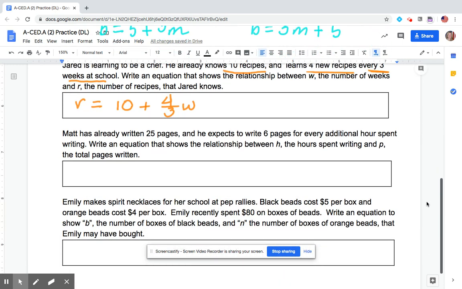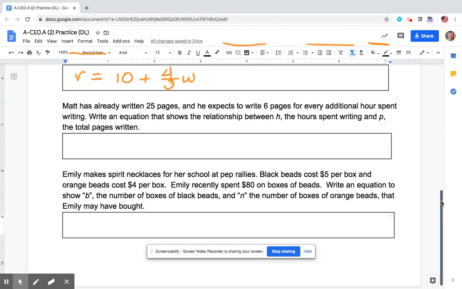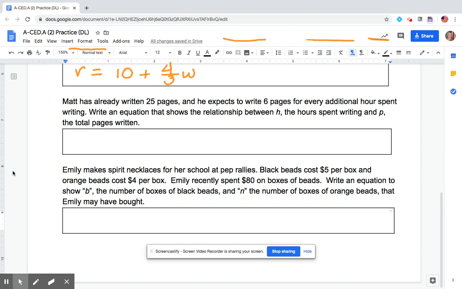This says Matt has already written 25 pages, and he expects to write 6 pages for every additional hour spent writing. Write an equation that shows the relationship between H, the hours spent writing, and P, the total pages written. Do you want to put the video on pause and try to write this yourself? And then when you're ready, come back and we'll see if we agree.